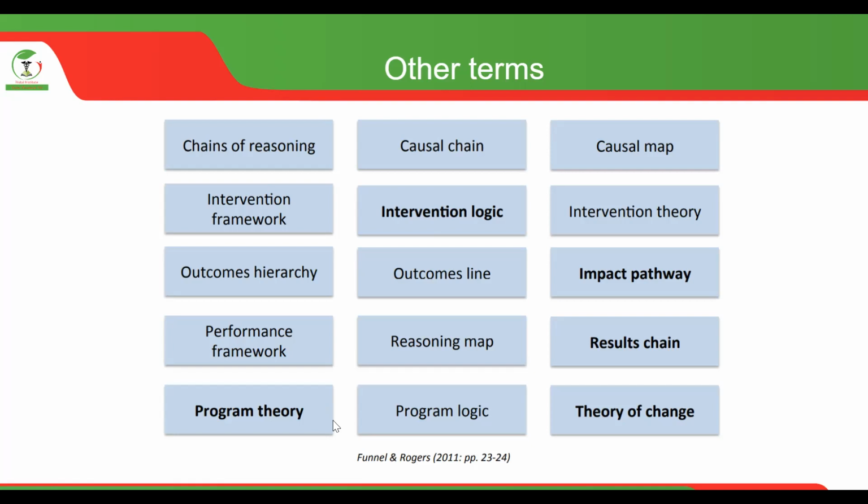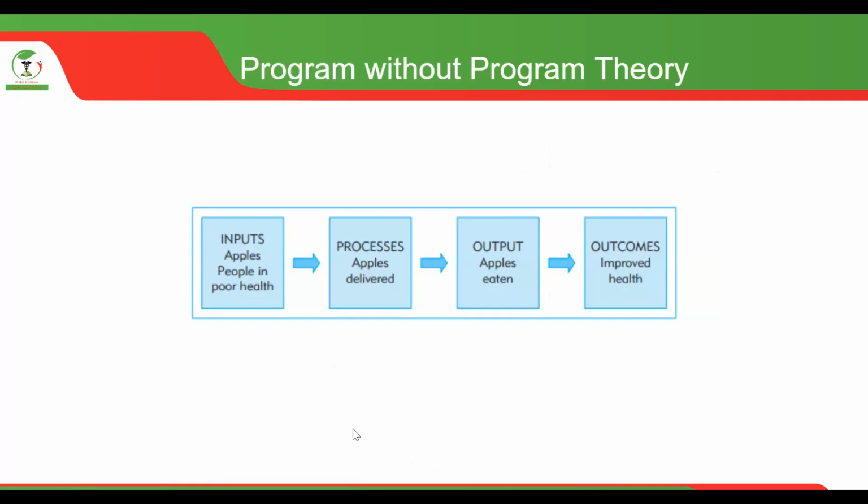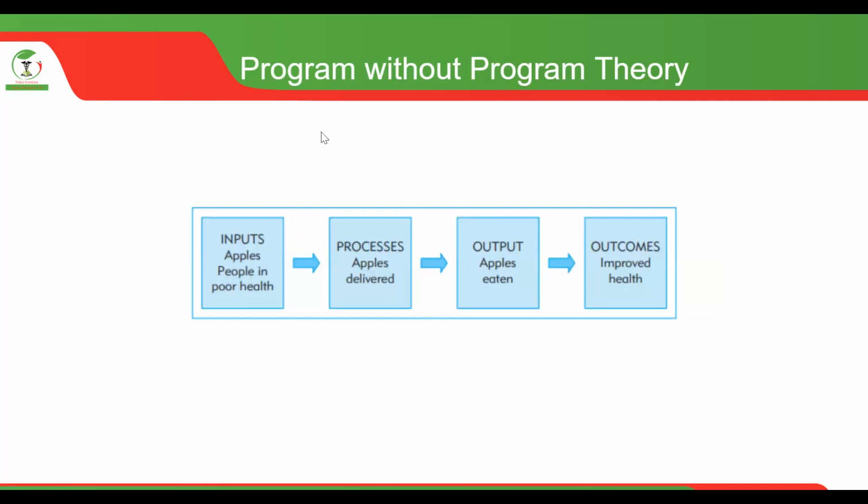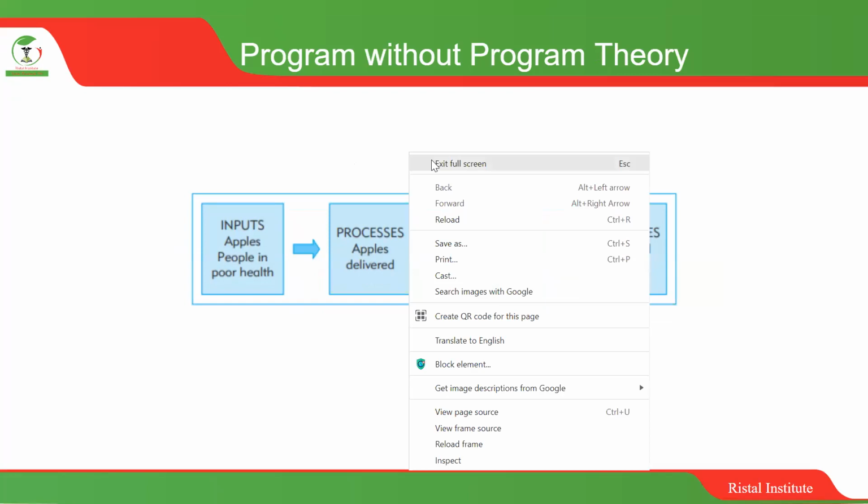It allows you to understand whether the program is not performing as expected because of a problem during implementation, or as a result of a theory failure. Okay, so you need to have that in mind. Usually you can plan with the program theory in mind, but sometimes you can still plan or have a program without a program theory. Okay, so here is where you have the program theory in place, and here is where you don't have the program theory in place.